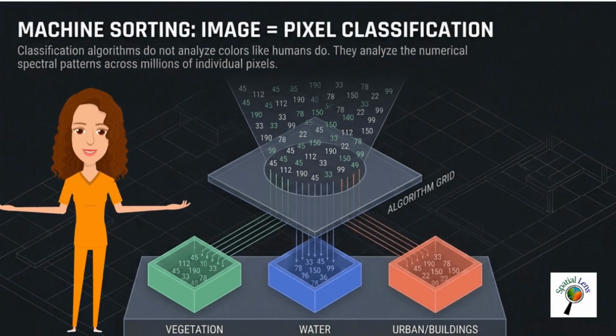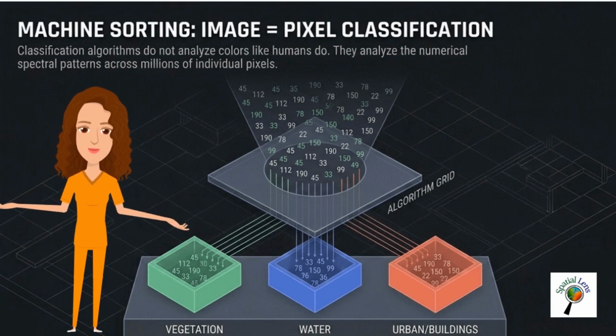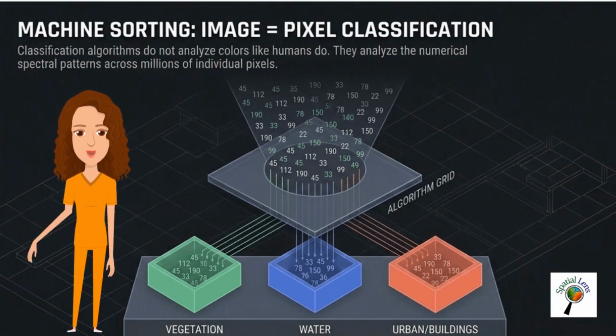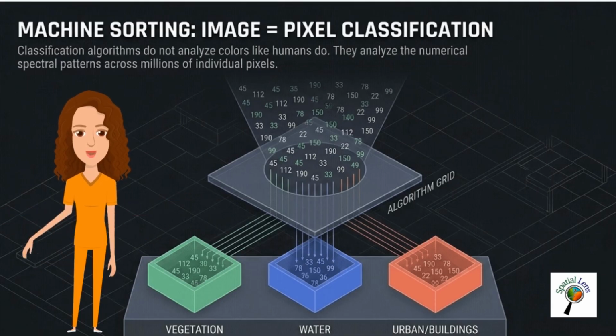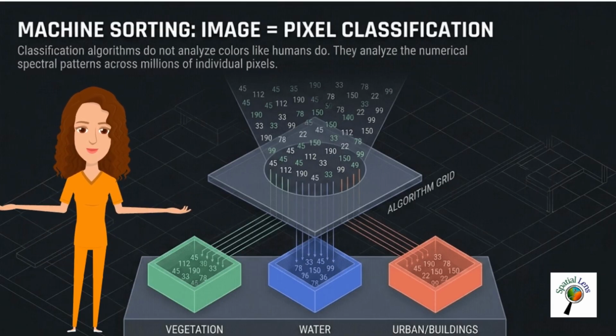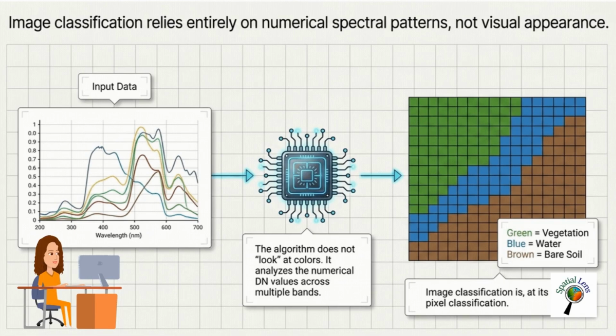Now let's understand pixel values during image classification. Suppose we want to classify land cover into forests, water, agriculture, and urban areas. The classification algorithm does not analyze colors like humans do. Instead, it analyzes the numerical values stored in every pixel across multiple spectral bands. Based on these spectral patterns, the software determines whether a pixel represents vegetation, water, bare soil, or buildings. In other words, image classification is actually pixel classification.